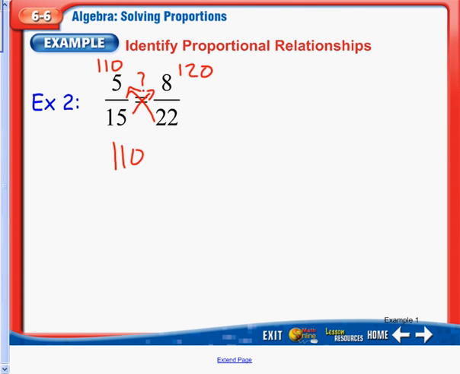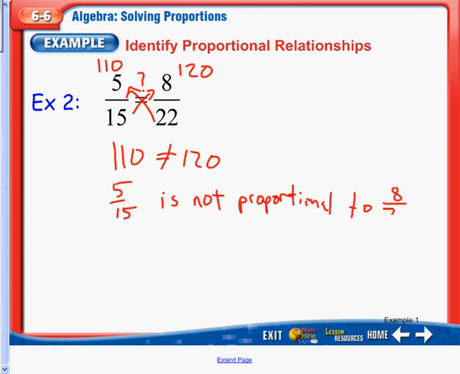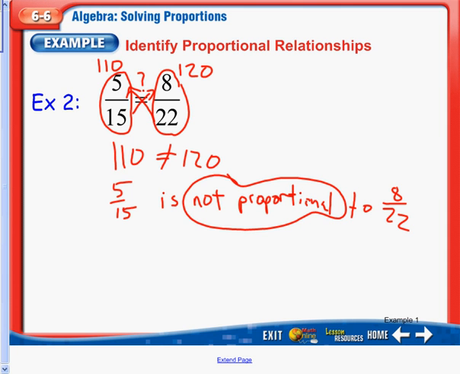Since 110 is not equal to 120, 5/15 is not proportional to 8/22. Or you could write just not proportional, that also works. But again, I want to see the multiplication going on here. I want to see 22 times 5 and at least 110 written above the problem. For your homework, you would have had to rewrite both of these that I'm just circling right now.